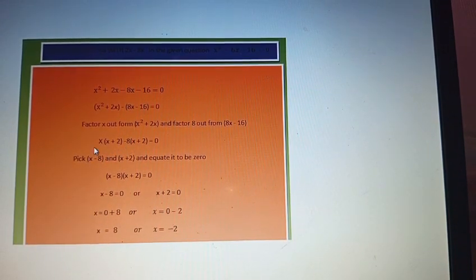So at this point, we are going to pick this s and minus 8s. Then we have s minus 8. Then we have s plus 2 and s plus 2 here. We pick one. So we pick s minus 8 and s plus 2 and equate them to be equal to 0.